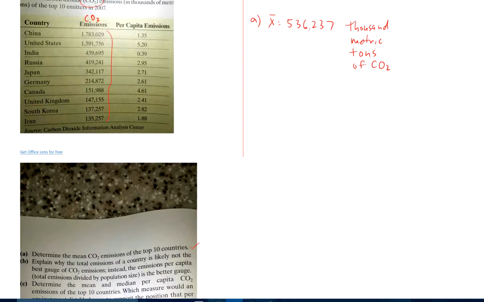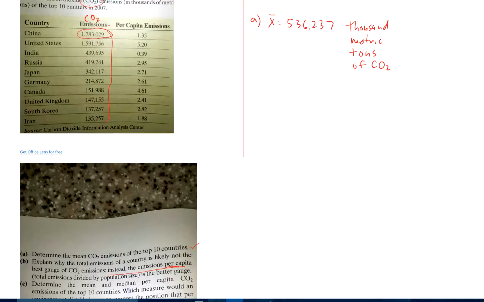Okay. Explain why the total emissions of a country is likely to not be the best gauge of CO2 emissions. Instead, the emissions per person, I'm reading down here, total emissions divided by population size is a better gauge. Well, they answered the question, the first part, in the second part. Why is this not a good measure? Well, because China has a ridiculous amount more people than the smallest one here, I guess it is Iran. So you can't compare. You say, hey, Iran's barely polluting. Well, not necessarily. China just has 10 times more people than Iran.